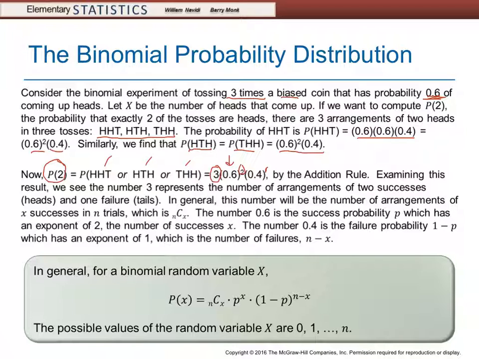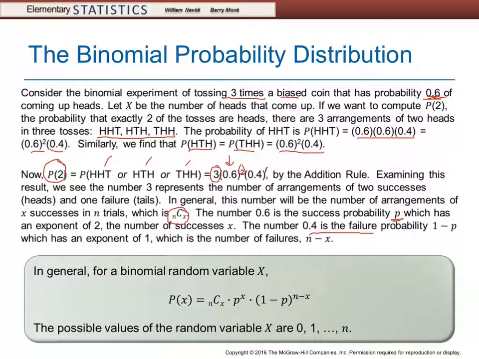In general, this number will be the number of arrangements, or the number of ways, that X successes occur in n trials. We represent the number of ways that we can choose X successes in n trials as nCX, which is called a combinatoric. The number 0.6 is the probability of success, P, which has an exponent of 2, the number of successes, X. The number 0.4 is the probability of failure, 1 minus P, which has an exponent of 1.